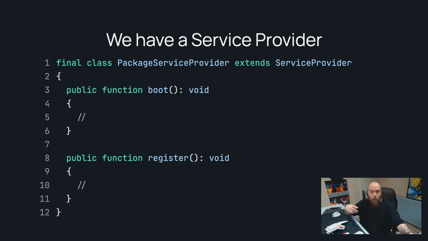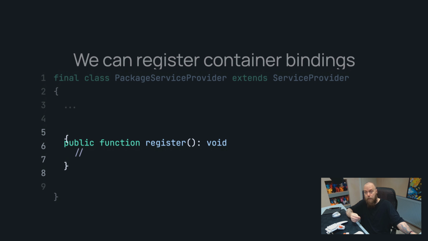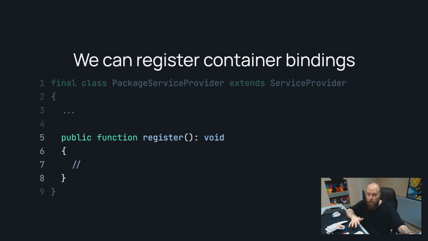And what do we want this package to register to the container? So registering container bindings is a huge thing that I like to do in my Laravel applications and our Laravel packages. So within our register function, or register method, should I say, we can just say this app bind, or this app singleton, depending on what you need.